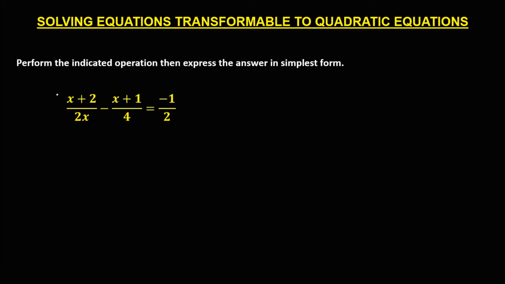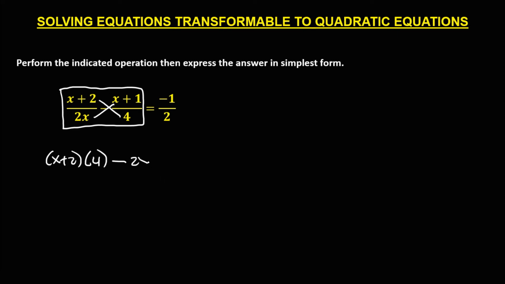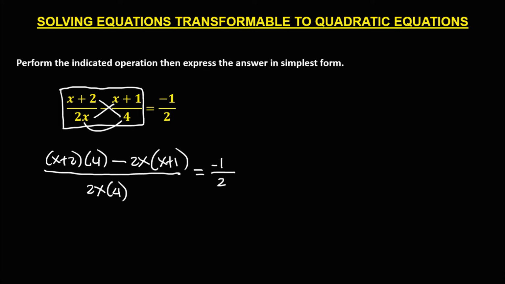Then for this given, again, we need to simplify this one first. So using cross multiplication, multiply x plus 2 times 4, then minus 2x times x plus 1, over 2x times 4, equals negative 1 over 2.